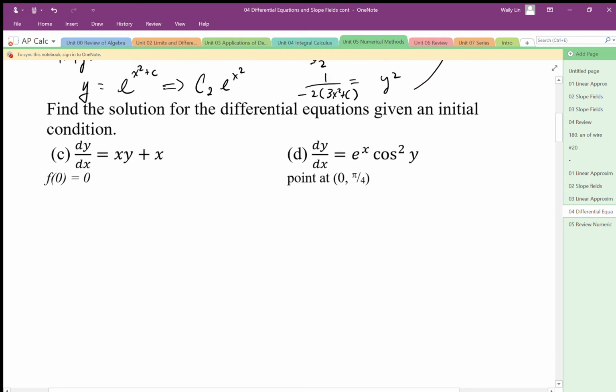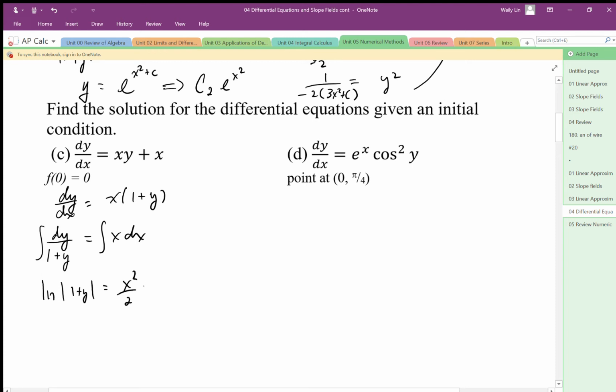So for these ones, it's the same thing. We need to separate and integrate, but we're given initial conditions so we can actually solve for c. So here, to solve, I need to first of all be able to factor and be able to separate my x and y by multiplying and dividing. So once I've factored it, I can split up my y with my x, integrate both sides. Log of 1 plus y equals x squared over 2 plus c.